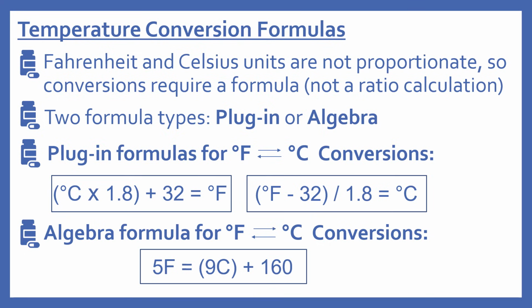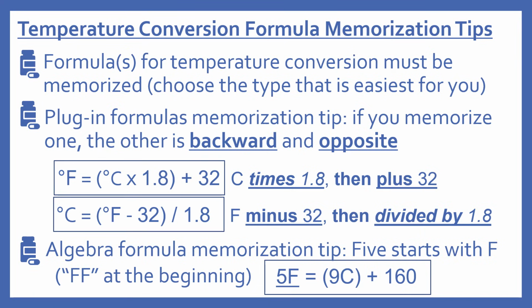Then the algebra formula for Fahrenheit to Celsius, it's a little simpler to remember as long as you know how to do the algebra part of the math. 5F equals 9C plus 160. And those can be a little difficult to remember, so I have some memorization tips, just depending on which ones you choose to memorize. But like I said, these formulas have to be memorized, and choose what's easiest for you.